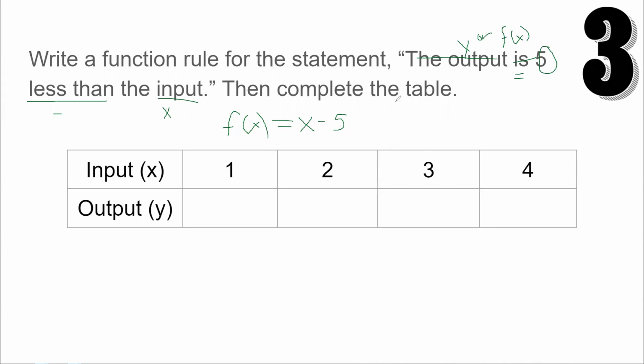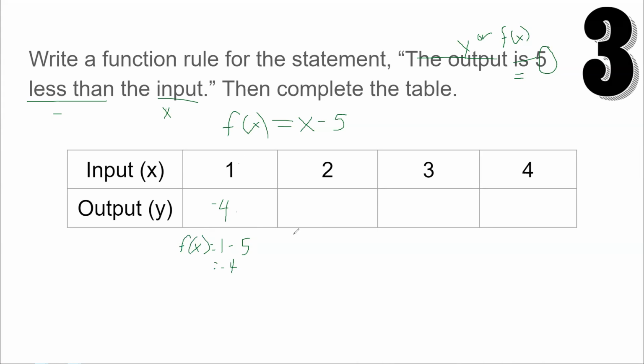So let's go ahead and complete the table like it says. We are putting in 1 minus 5, because that is our rule. So 1 minus 5 is going to give me a negative 4. So -4 is my output, which makes sense. I'm just double checking. It says the output is 5 less than the input. This is my input, this is my output, and that is 5 less. So I know that I did it correctly.